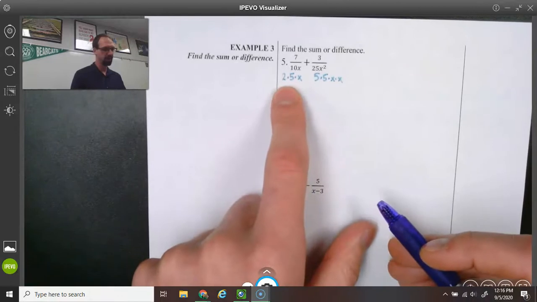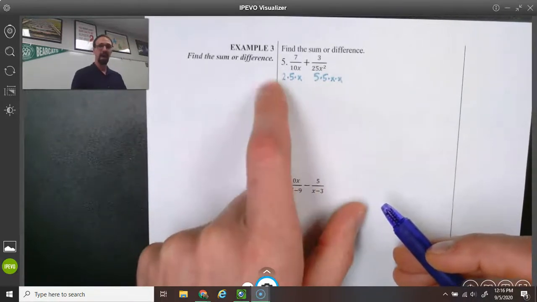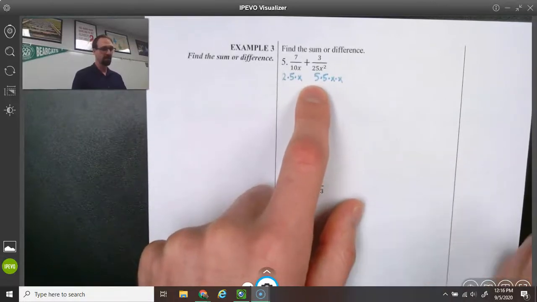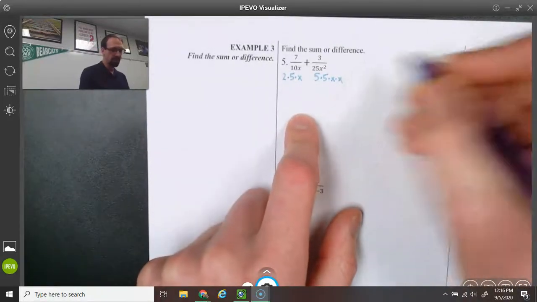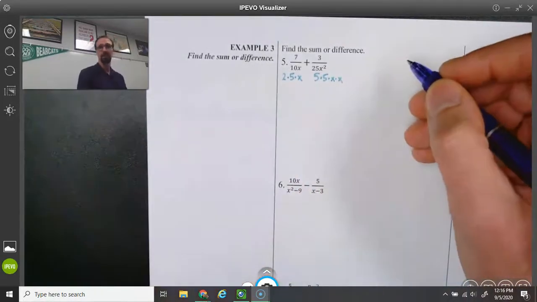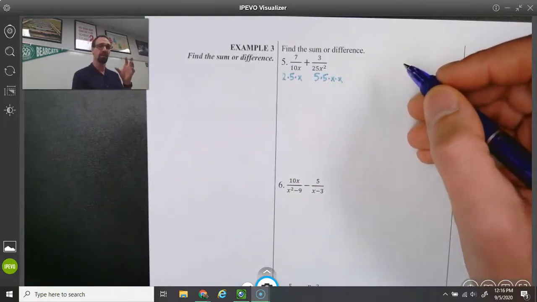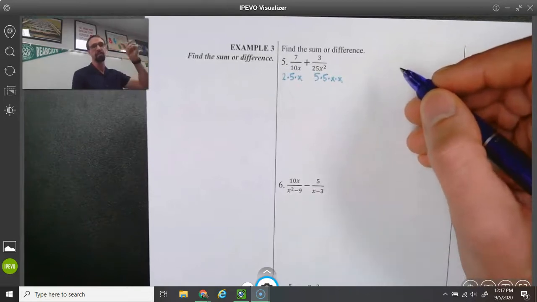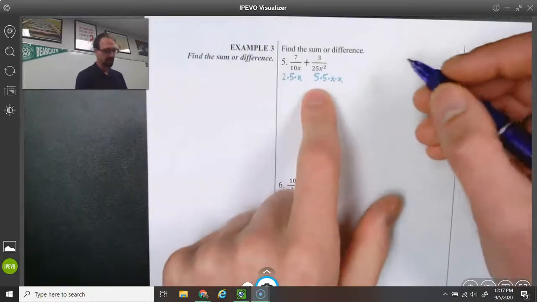So this side has a 2, a 5, and an x. Over here on this side, it's missing a 2. So I'm going to need to multiply the right-hand side by a 2. Whenever we multiply something by 2, we can't just multiply the numerator or just the denominator. We have to multiply both. Remember, we're trying to multiply by 1. If we multiply by the same number over the same number, that's multiplying by what I call the convenient form of 1.